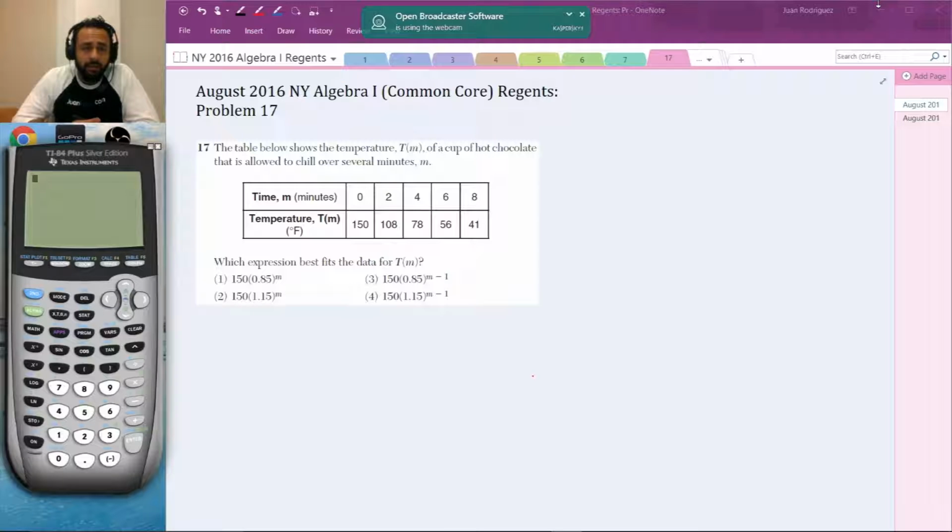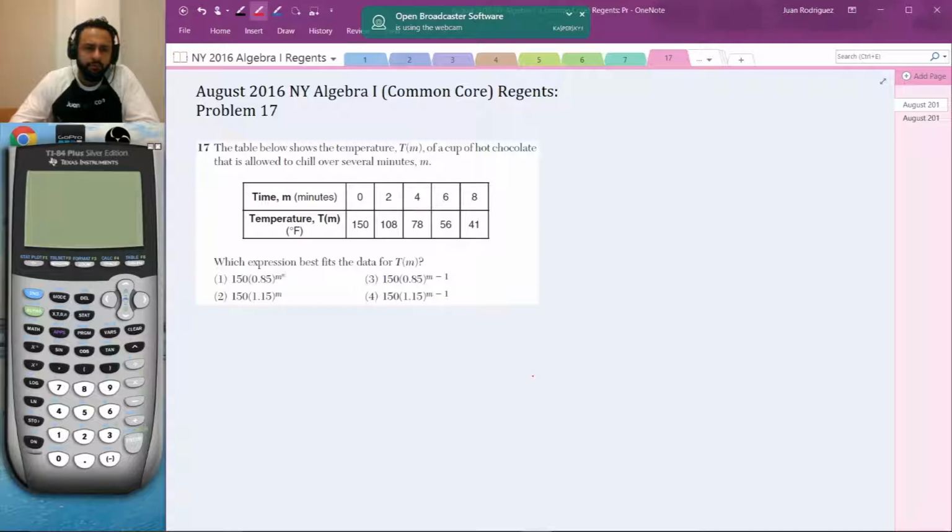So here's the problem. The table below shows the temperature, T of M, of a cup of hot chocolate that is allowed to chill over several minutes, M. There's a time and a temperature. I do look at the data. Time and temperature is 0, 2, 4, 6, 8, and the temperature is 150, 108, 78, 56, 41. And I don't process the data much more than that during the first read of the problem. Which expression best fits the data for T of M?